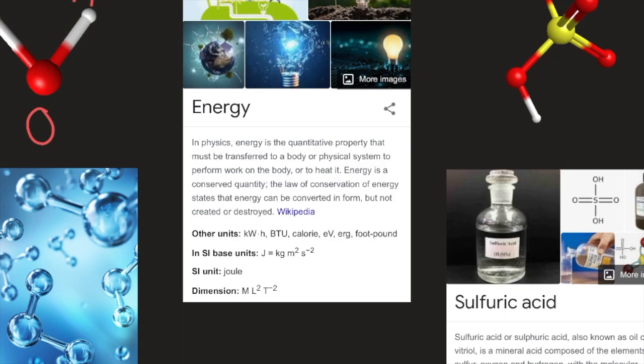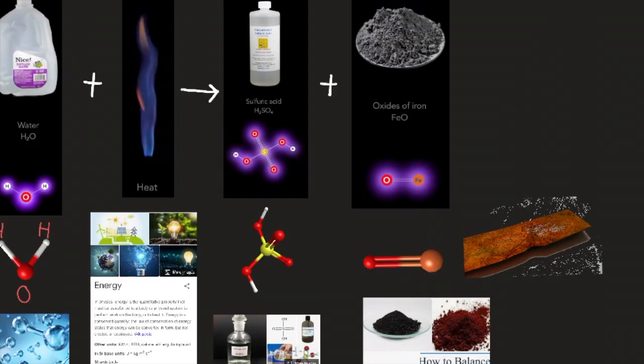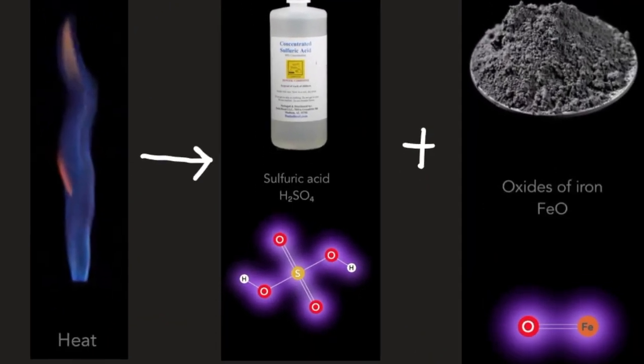Other units of energy are kilowatt hours, BTU, calories, electron volts, erg, or foot-pound. The SI unit for energy is the joule. Its dimension is presented. So as we continue on, we have here sulfuric acid.